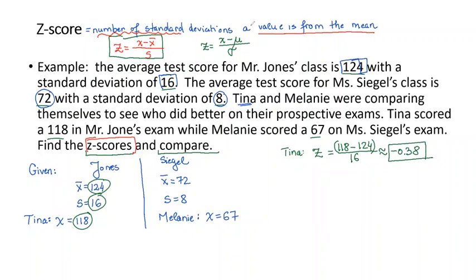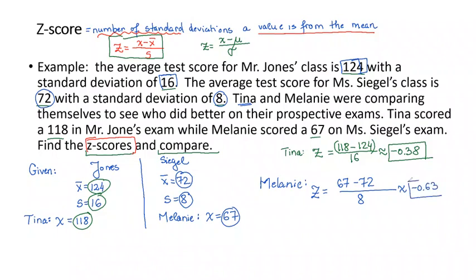Now let's just do the exact same thing for Melanie. And for Melanie, we have 67 minus 72 divided by 8. And again, if we use a calculator and do that, we will get negative 0.63. And now we have to compare these two results. How do we compare these two results?